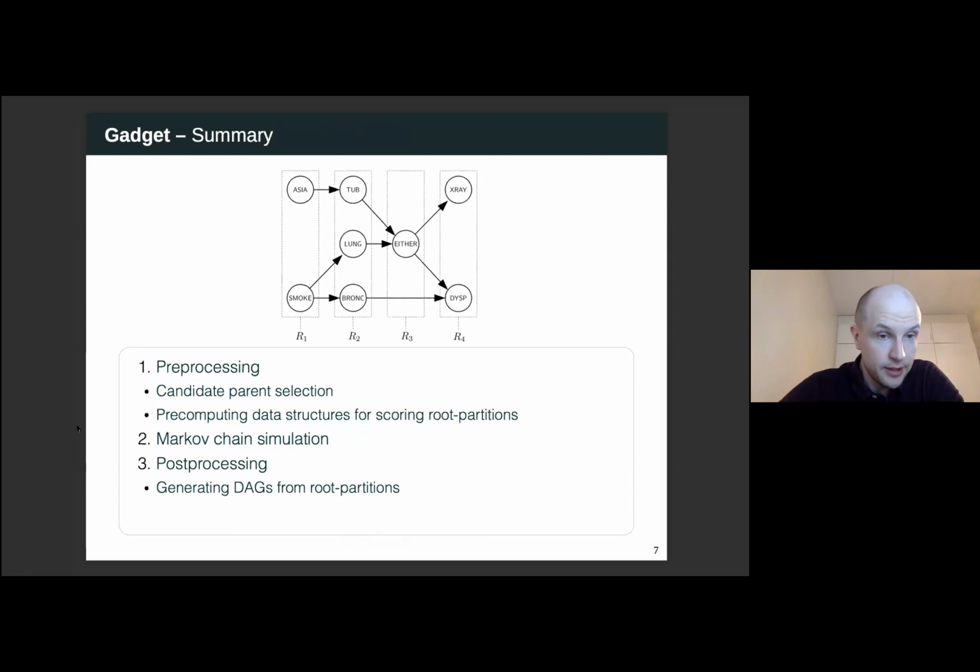So as a summary, this is the GADGET in all of its steps. We have pre-processing, we have the Markov chain simulation, and then we have post-processing. That's about it.